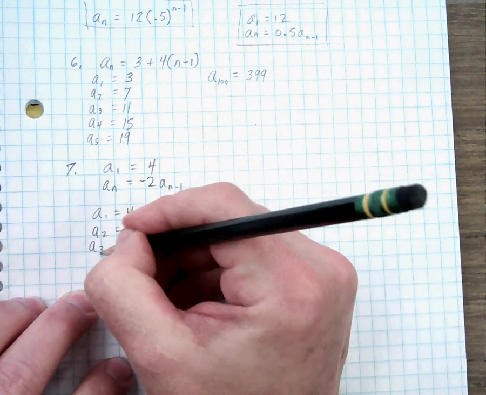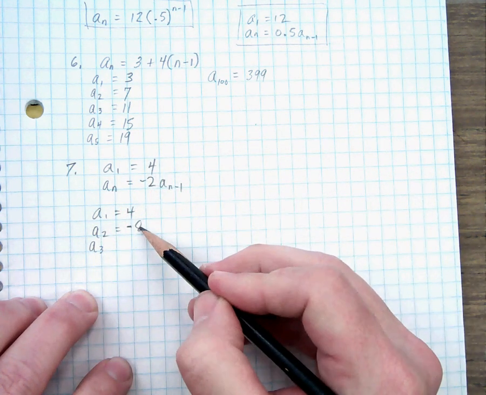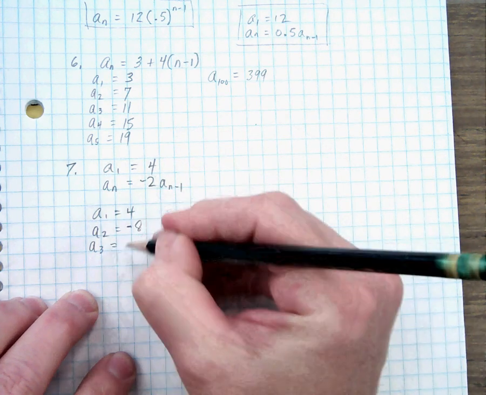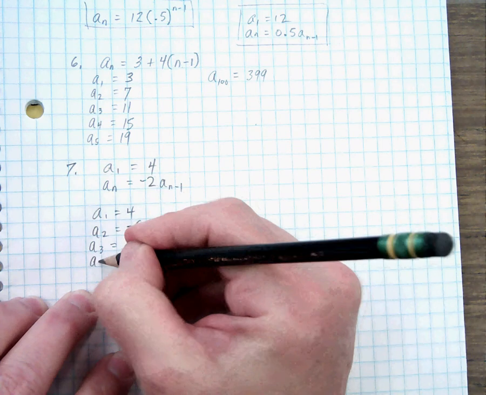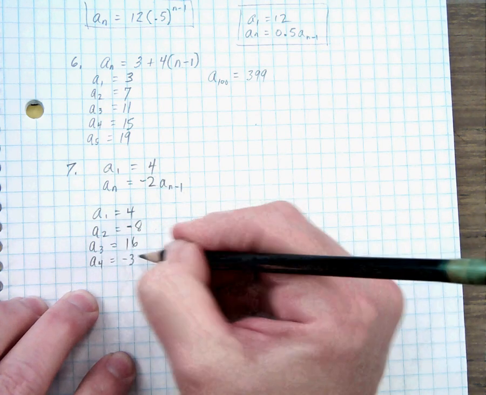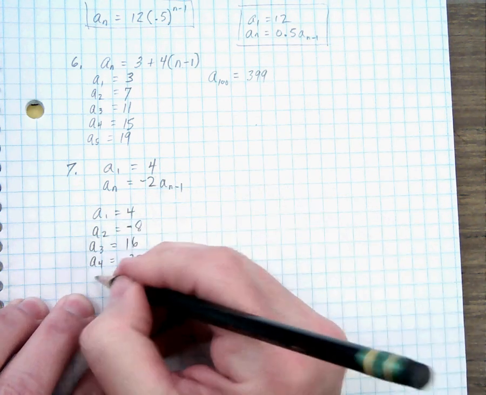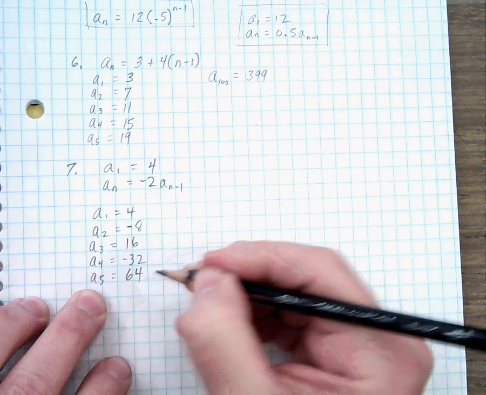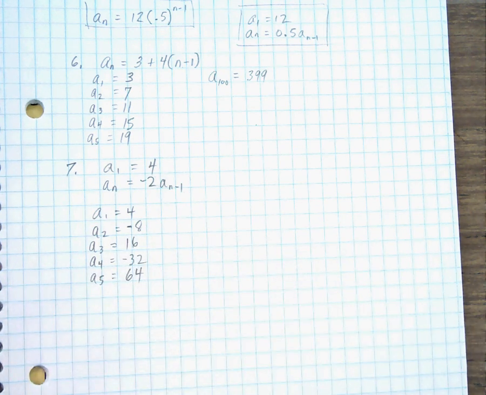And then you take this number and multiply it by negative 2, and that gives you, what, positive 16, right? To get the next one, you multiply this by negative 2, and that gives you negative 32, and then you multiply this one by negative 2, and you get positive 64. So that's it. That's the first 5 terms.